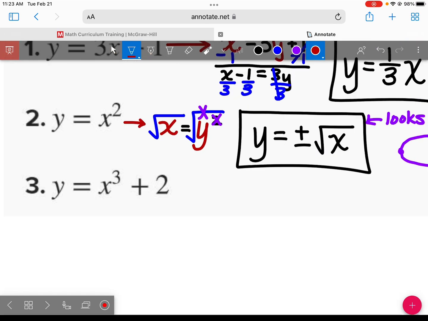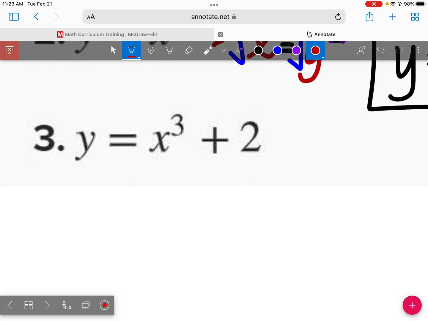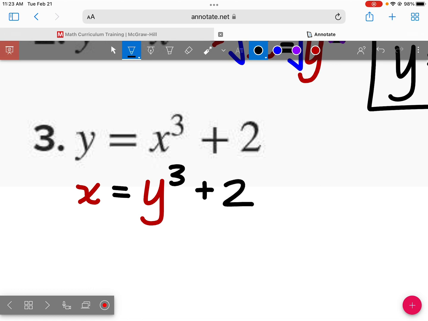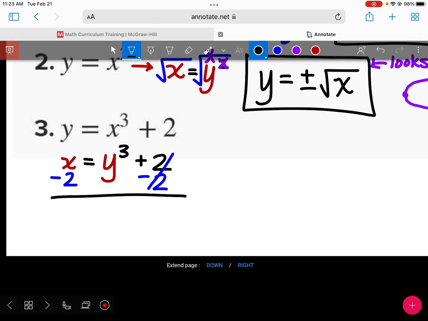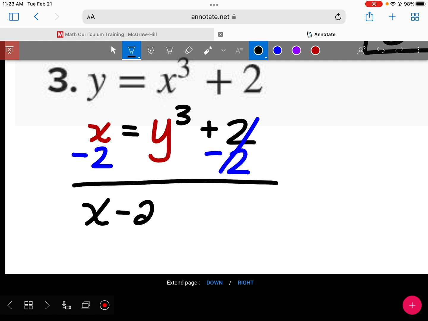All right, let's do this last one. First thing I need to do on this: switch the x and the y. So x equals y to the third plus 2. I need to get the y isolated. I'm going to have to get rid of 2 things: this cubed, and the plus 2. Minus 2 goes first. So that cancels. I have x minus 2 equals y to the third.